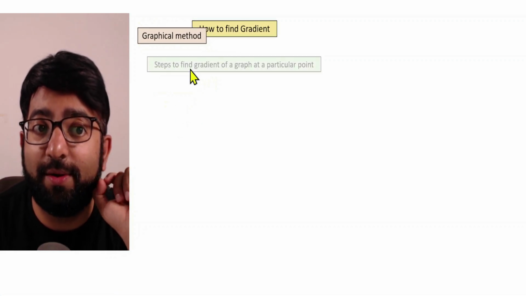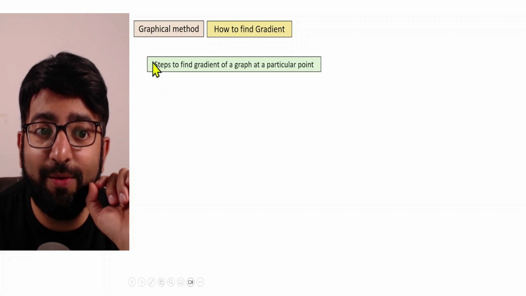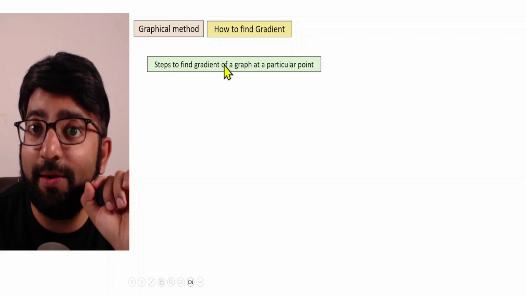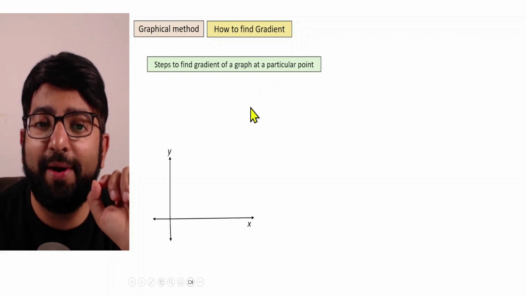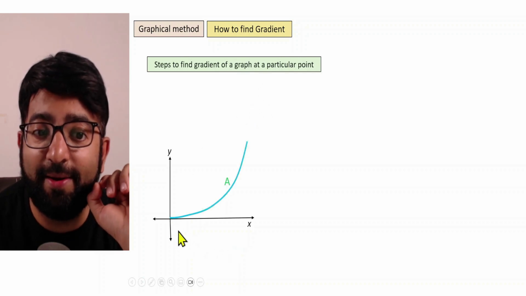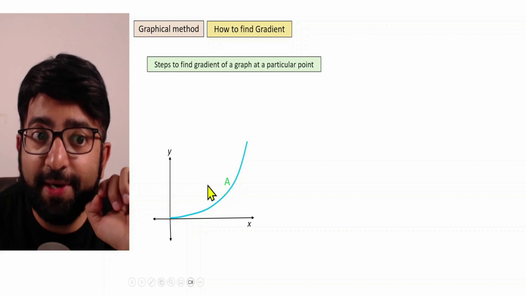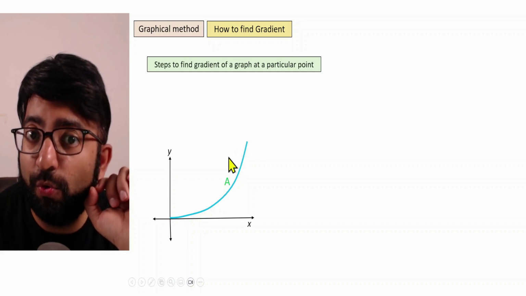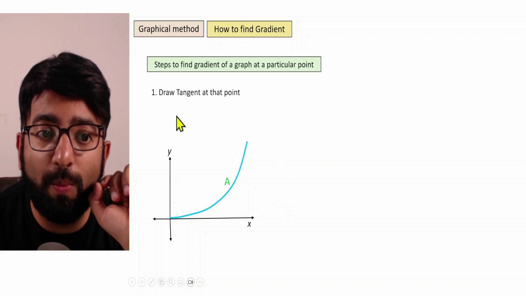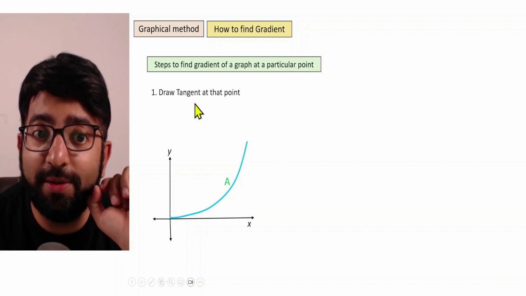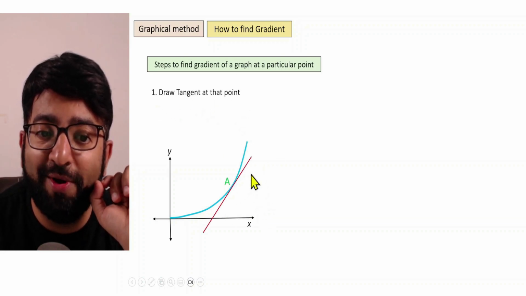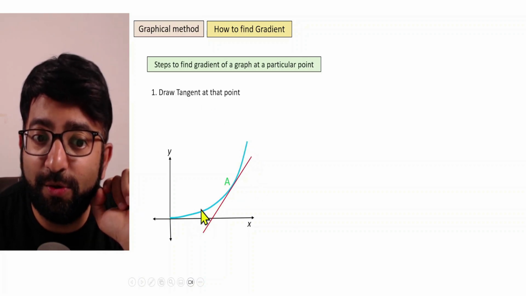So I'm going to start with the graphical method. Let's understand what are the steps to figure out the gradient of a graph, but at a particular point. So have a look. These are the axes, and I have shown a particular graph where we have labeled a point A. So we need to figure out the gradient of this blue graph at the point A. So the step number one, let's read. We need to draw the tangent at that point.